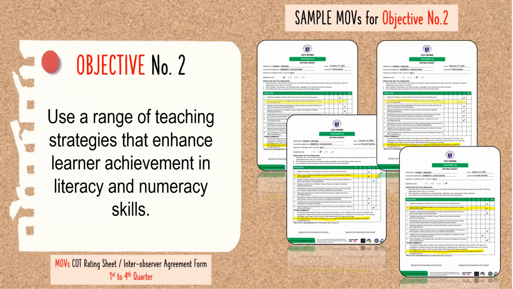Objective number 2, use a range of teaching strategies that enhance learner achievement in literacy and numeracy skills. As you can see po, ang sample MOVs natin for this objective ay 4 because this is observable indicator from 1st to 4th quarter. I-highlight po natin yung indicator number 2 sa ating rating sheet kapag ilalagay sa ating portfolio.